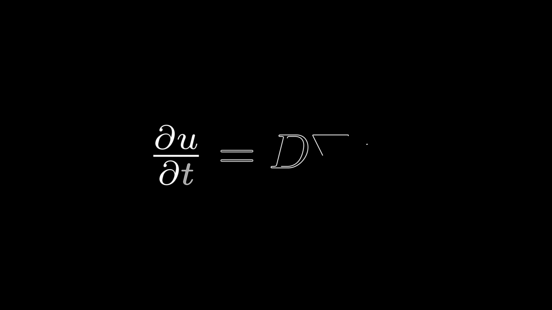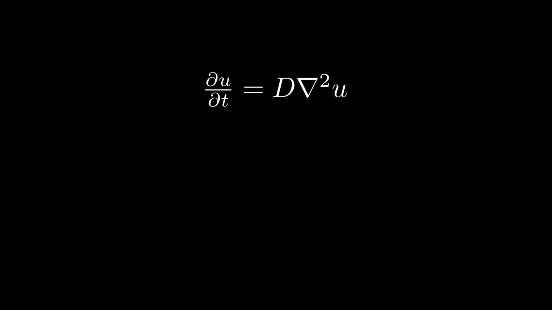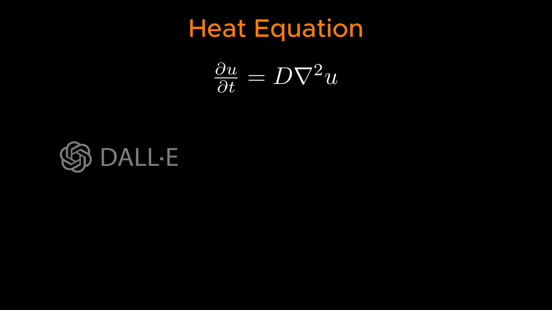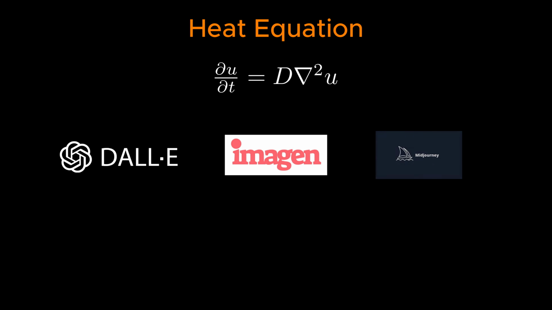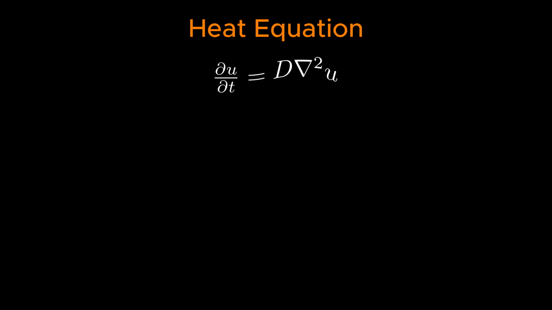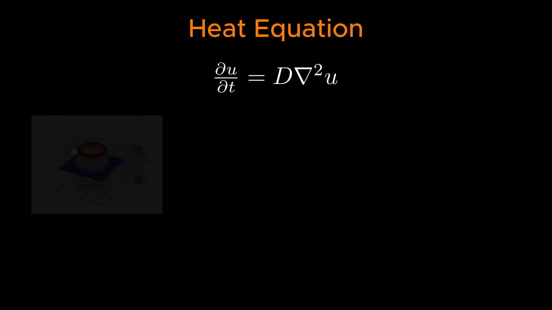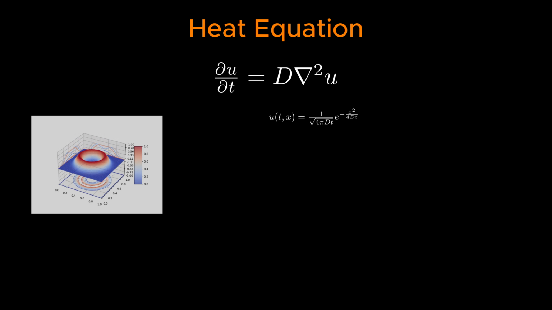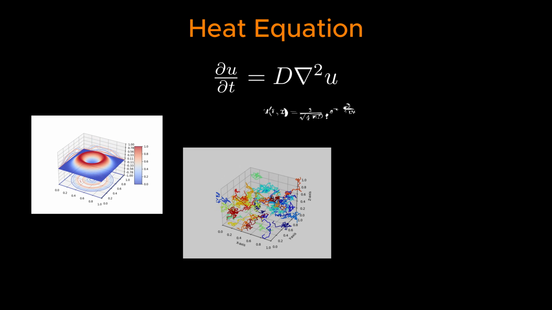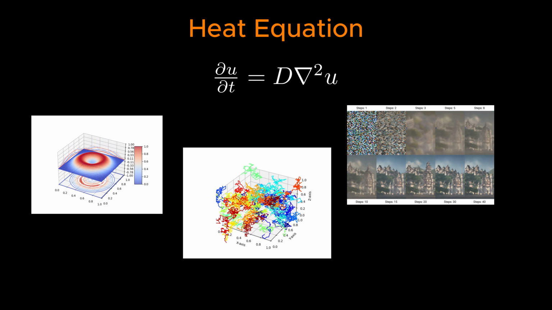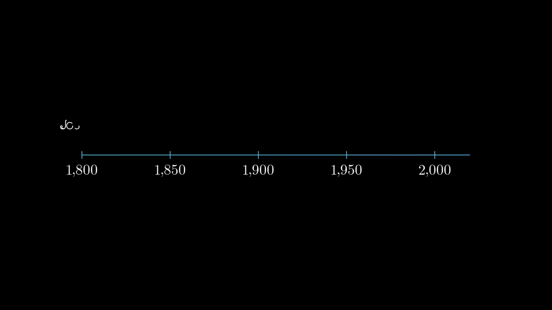Did you know a simple physics equation from 200 years ago is behind the AI images created by models like DALL-E, Imagen, and MidJourney? How can a single equation describe the physics of heat, the random zigzagging of particles, and the astonishing images generated by modern AI? Before getting into the concepts, let's briefly review the journey of the diffusion equation.